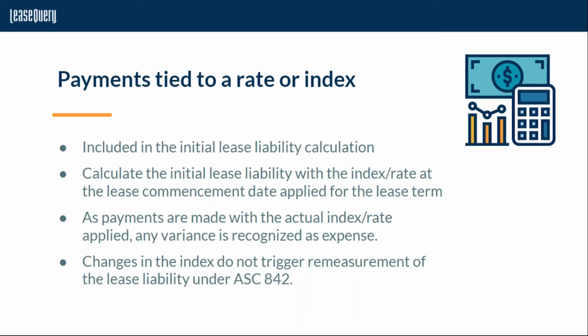Then, over the term of the lease, as payments are made with the actual index or rate applied, any variance is recognized as expense. What you want to watch for, however, are increases based on changes to CPI, such as a percentage increase from the preceding 12 months, or any similar calculations. That increase or change to the rate or index is an event that has not yet happened, so this type of variable payment would not be included in the lease liability.